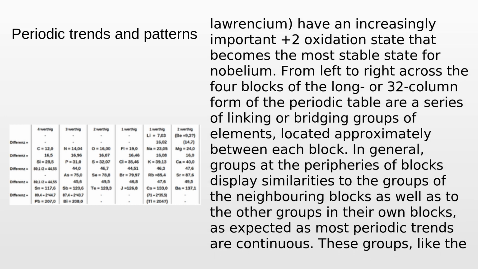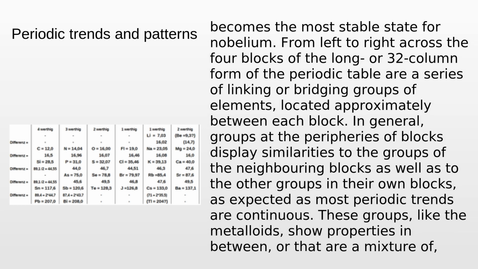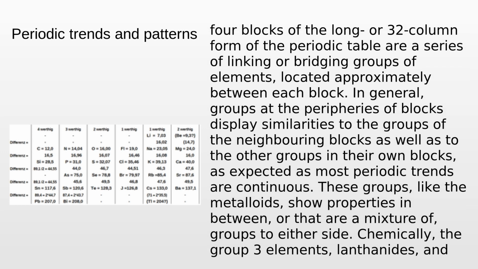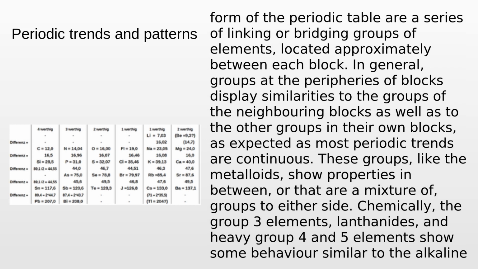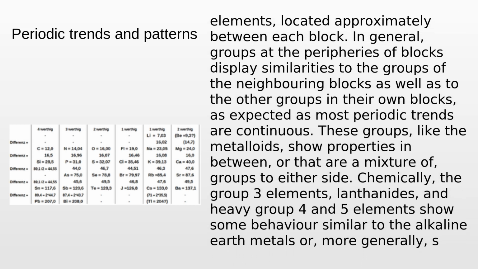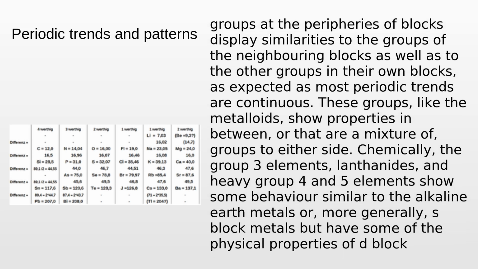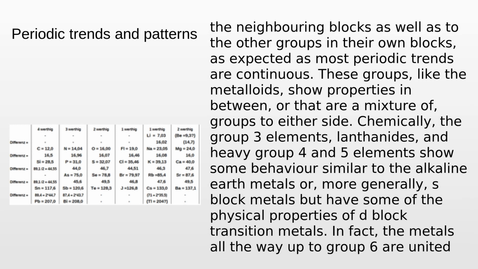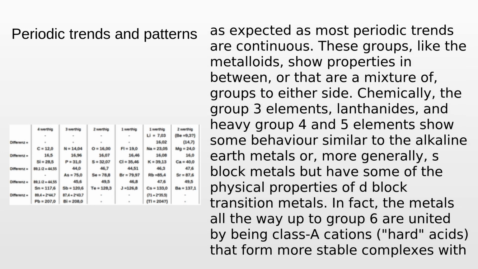From left to right across the four blocks of the long or 32-column form of the periodic table are a series of linking or bridging groups of elements, located approximately between each block. In general, groups at the peripheries of blocks display similarities to the groups of the neighboring blocks, as well as to the other groups in their own blocks. As expected, as most periodic trends are continuous, these groups, like the metalloids, show properties in between, or that are a mixture of groups to either side.